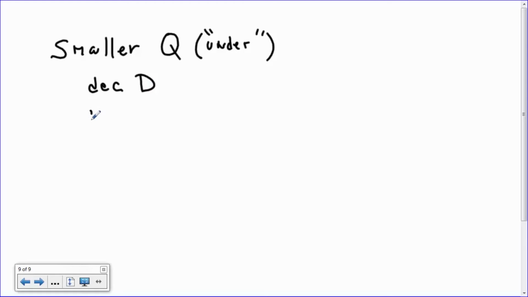Or if I increase the divisor, that means there's more groups to distribute the objects in the dividend, so there's going to be fewer objects end up in each of those groups. So in either case, decreasing the dividend or increasing the divisor, or both, will make the resulting quotient smaller. So let's look at an example.